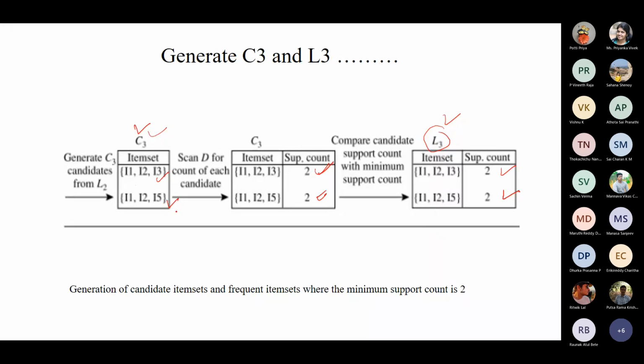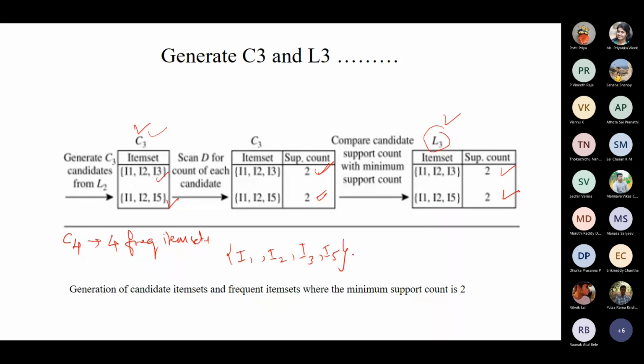What is the next step? Next step is to calculate C4. What is C4? For frequent item set. So how do you join I1, I2, I3 and I1, I2, I5? We get I1, I2, I3, I5.